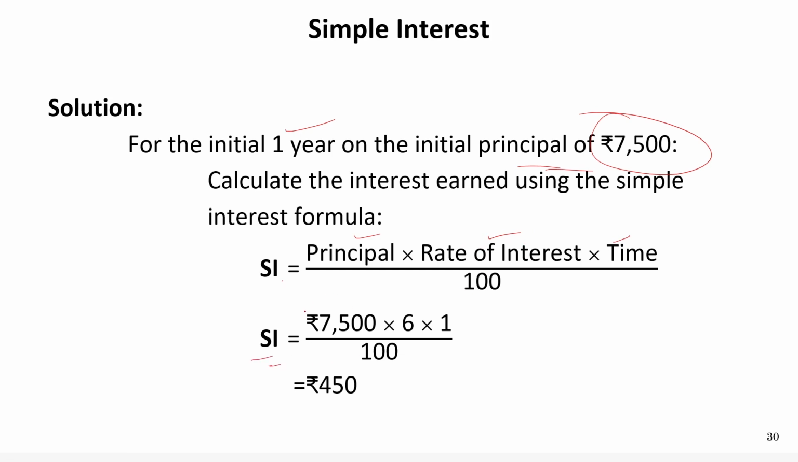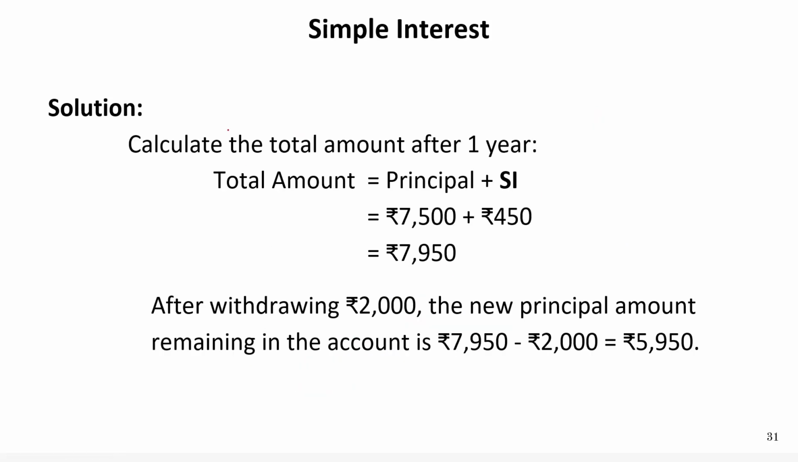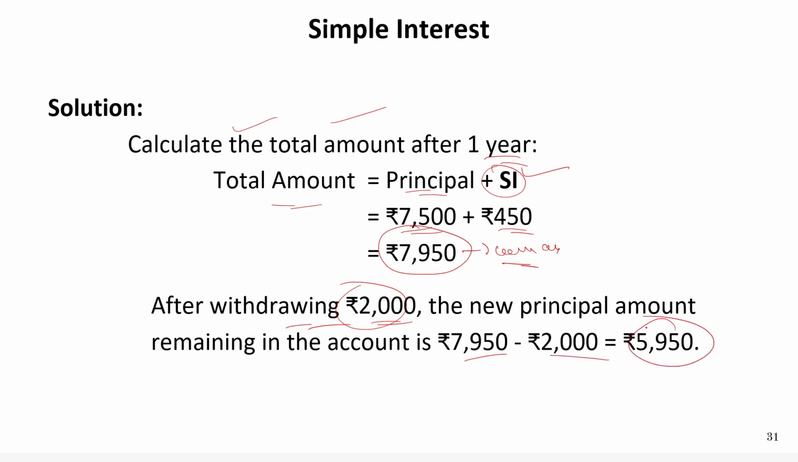So SI is equal to what? 7500 into 6 into 1, whole by 100, using this formula. We have just put the data into the formula. So what we are left with is 450. Calculating the total amount after 1 year, total amount is equal to principal plus SI. So principal is 7500 plus SI, which is 450. So 7950 is the correct answer. After withdrawing 2000, the new principal amount will be 7950 minus 2000, which is equal to 5950. Correct answer.